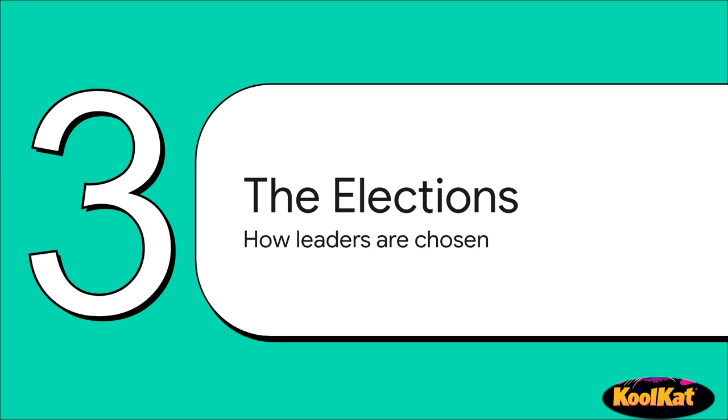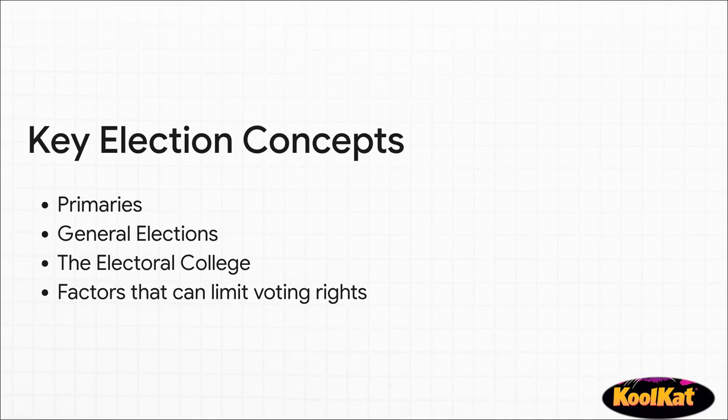All right, on to our last section, number 3, the elections. This is where we get into the real nuts and bolts. How does someone actually go from just being a candidate to becoming an elected leader? So here are the key ideas you've got to know. First, you need to know the difference between primaries, that's where a party picks its main candidate, its champion, and the general election, where those champions go head-to-head.